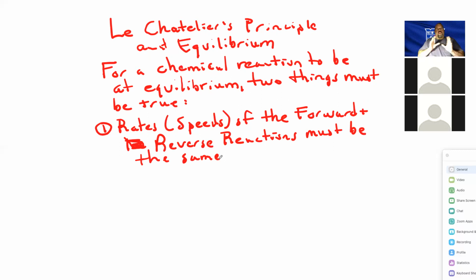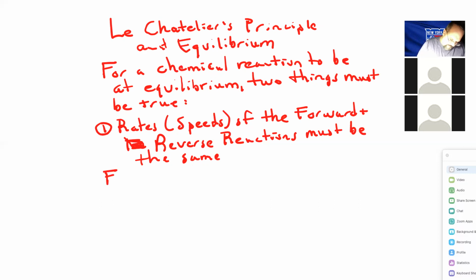Now, remember a little bit earlier this evening in the video, we talked about how the double arrow in a chemical equation sort of indicates an equilibrium reaction. In reality, that's more of an assumption than a fact. The double arrow means that there is some conversion not only from reactants to products, but also products to reactants as well. For a chemical reaction to really be at equilibrium, the first thing that must be true is that the rates or speeds of the forward and reverse reactions must be the same.